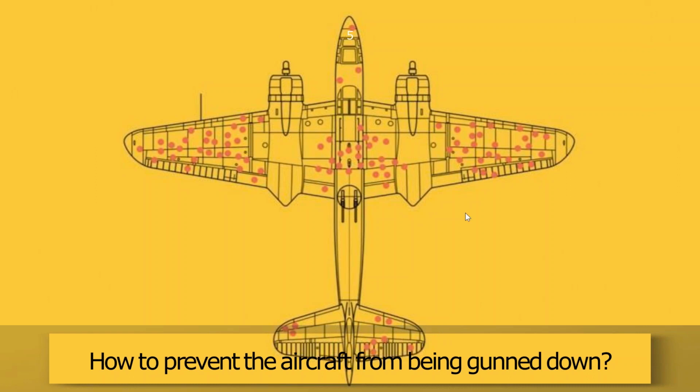Now, the German army was asked a question as to how to fortify the planes in such a way that they don't get gunned down so easily, right? So they were asked a simple question: which part of the aircraft do you think should be fortified? Like there should be more armor on it, right? For example, there's the engines, there's the wings, there's the tail, and the central portion is called the fuselage.